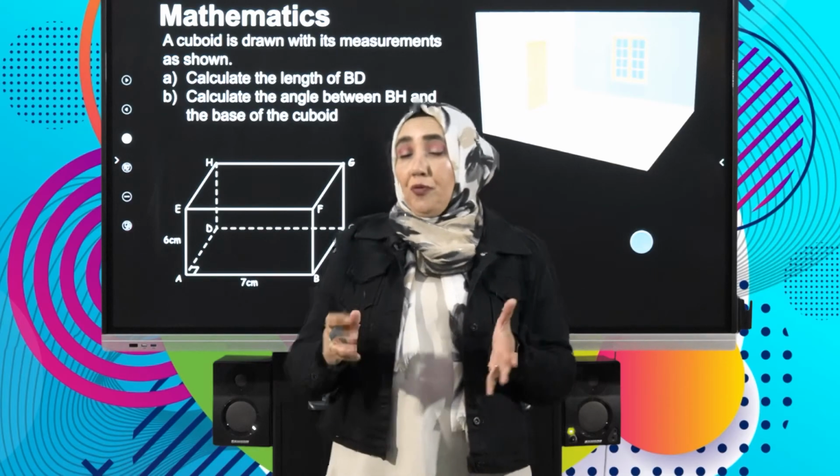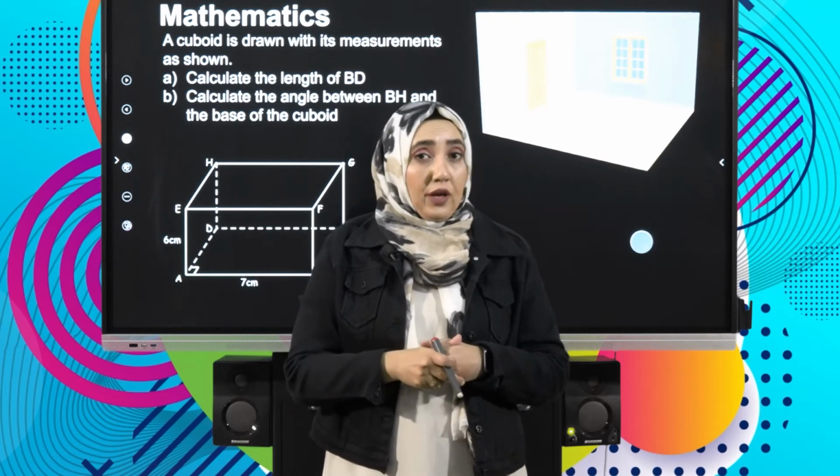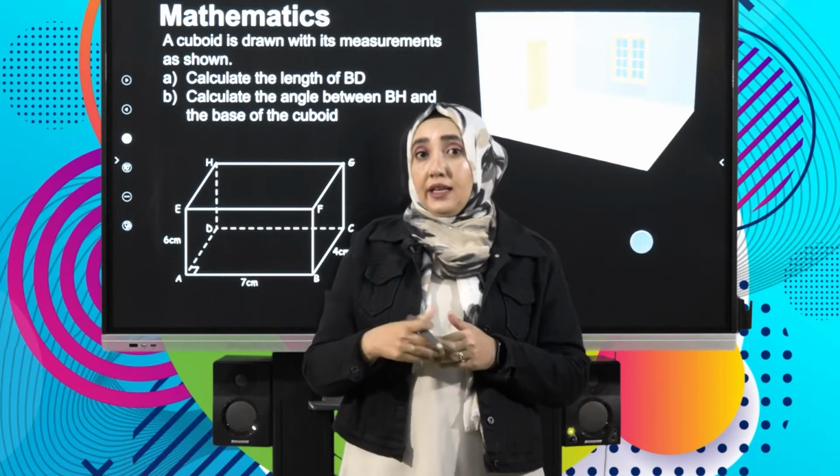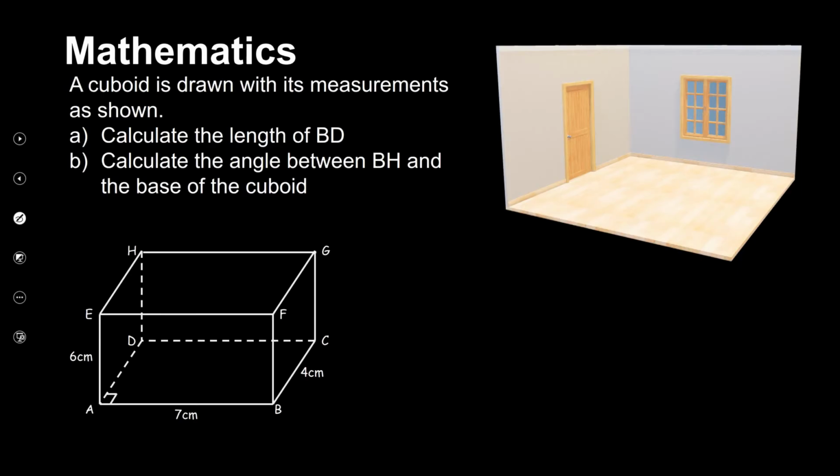Okay, hopefully you remember all those rules that we've done before and when to apply them. Let's look at our first three-dimensional drawing in this example. So we have a cuboid here that's drawn with its measurements as shown. Calculate the length of BD. The second question, calculate the angle between BH and the base of the cuboid.